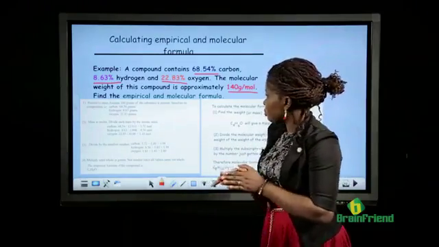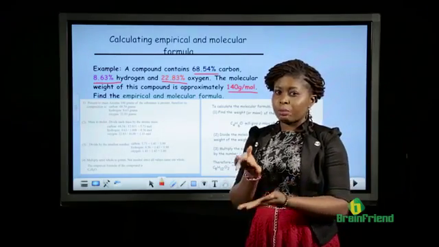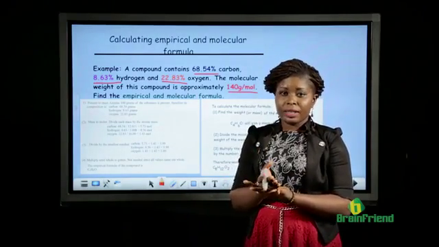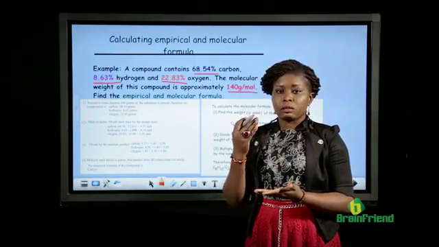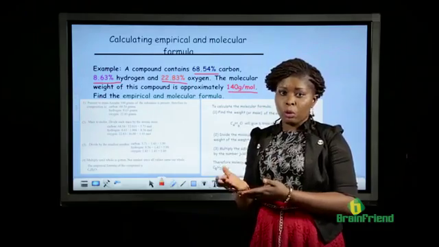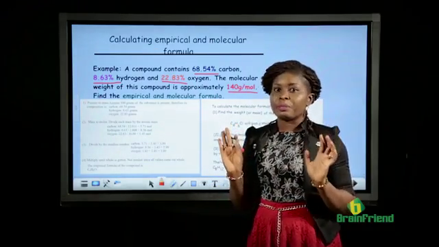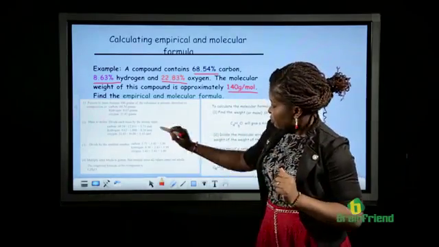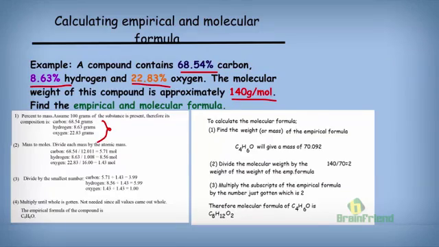So remember our steps for empirical formula. We go from percentage composition of these elements to their mass composition. Then we go from mass composition to moles, and then we divide by the smallest number, and there we have our empirical formula. So that is what we have here. These elements have already been converted to their grams.